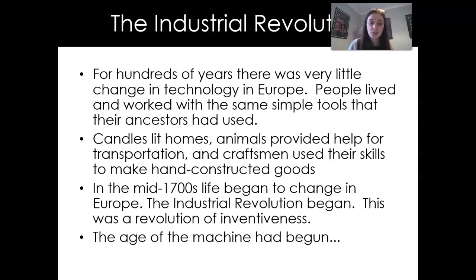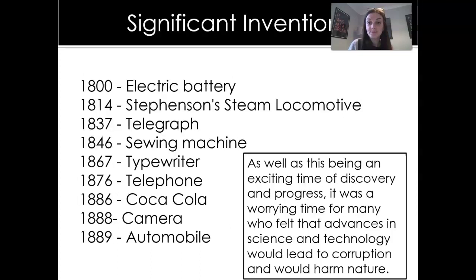In the mid-1700s, life really began to change in Europe, and this is where we see the Industrial Revolution beginning. We see it as a time of revolution, of inventiveness, and the age of the machine has begun. So some of the significant inventions of this time include things that we still rely on in our lives today. So in 1800, we have the invention of the electric battery. And in 1876, the invention of the telephone. By 1889, we have cars, the automobile.